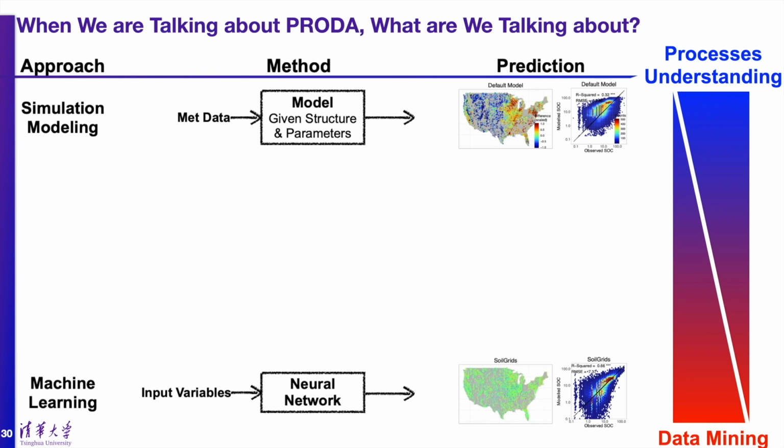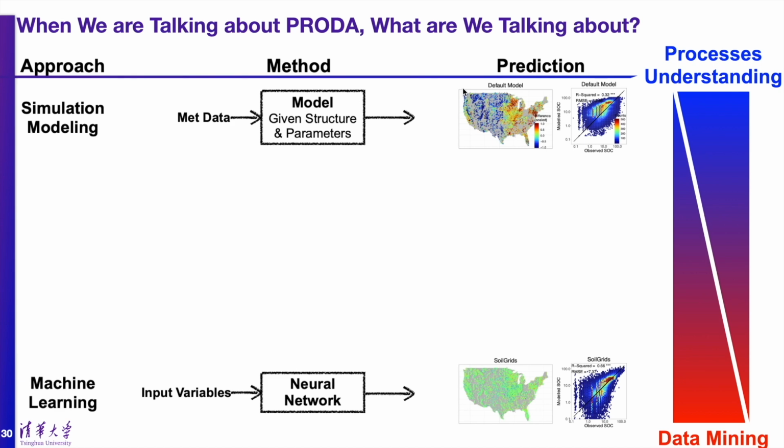For a long time, modelers have used meteorological data to drive the model simulation, where the model structure and parameterization have already been fixed based on our empirical understanding. This approach is totally based on our process understanding of the land carbon cycle and does not take information from the data.